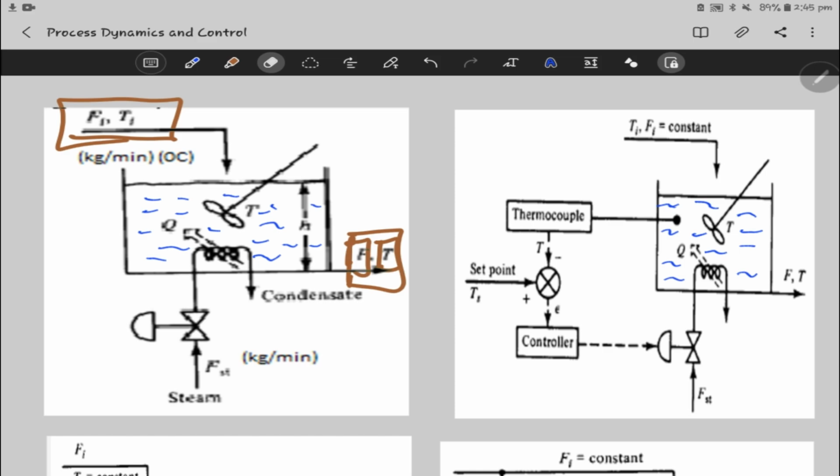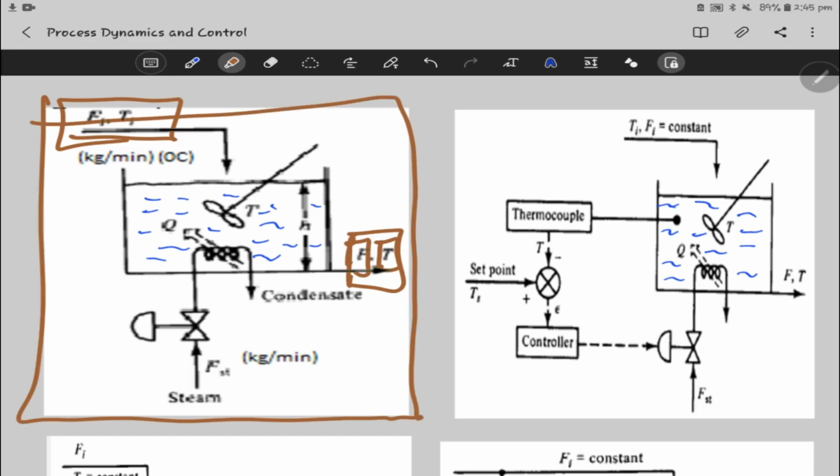So looking at this very well, this is basically a representation of the system, a continuously stirred tank reactor, right? But then we have something here. As we said, we use symbols in representing all this. So what we see here is what we call a valve.